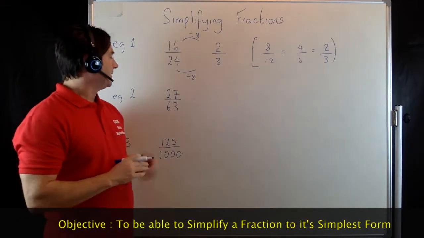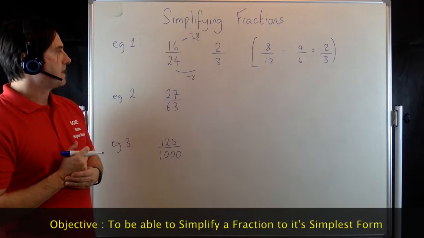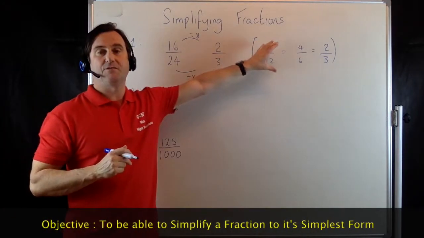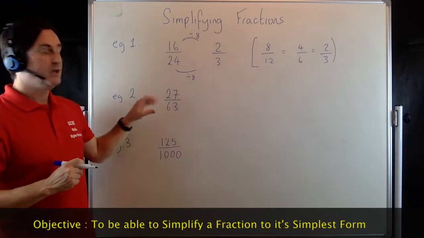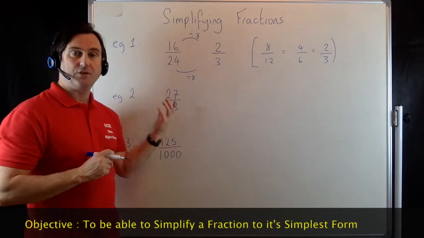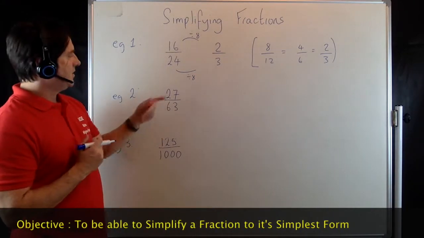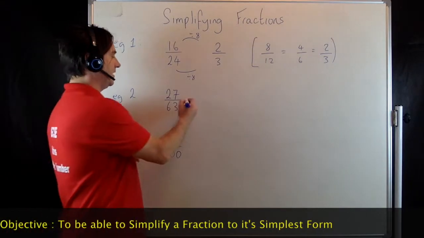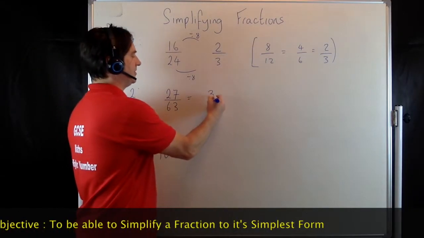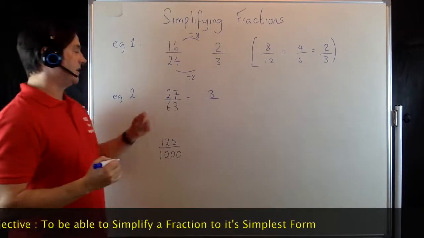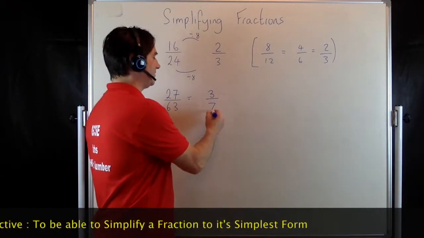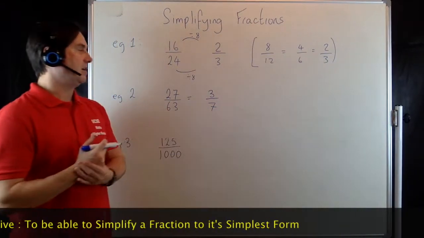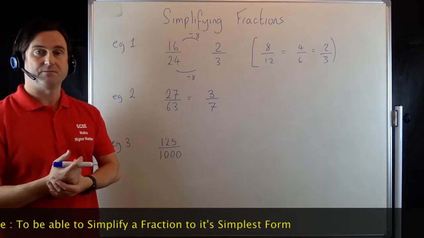Example 2 now, 27 over 63. Of course, we can't use this method for this one because these are odd numbers. So we need to look for the highest common factor. 9 is the highest common factor of 27 and 63. I know that 9 goes into 27 3 times, and I know that 9 goes into 63 7 times. So I get my answer 3 over 7.